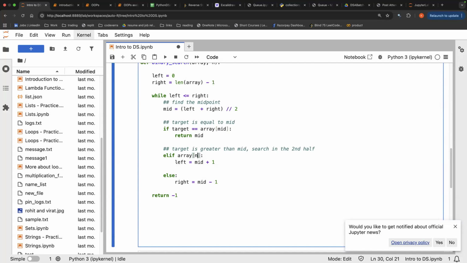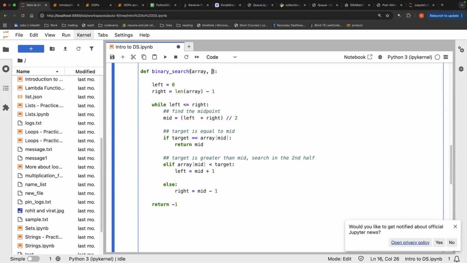I think you need to put in the brackets as a target, not sorry. Here we will put target. Okay. Is everything correct now? Target, if array mid target, we'll say target is greater than. Guys, all of you are following till here?